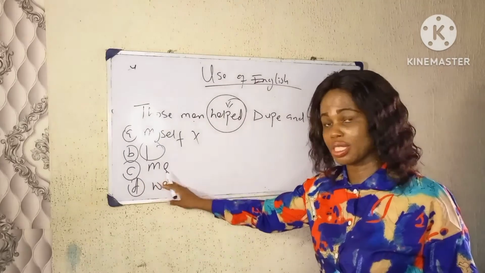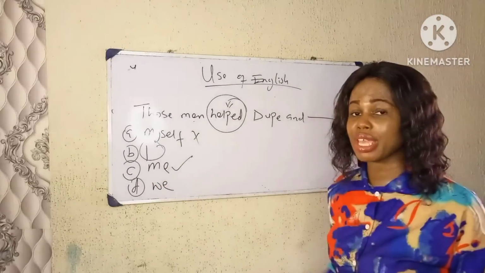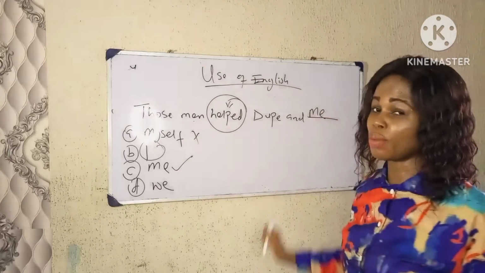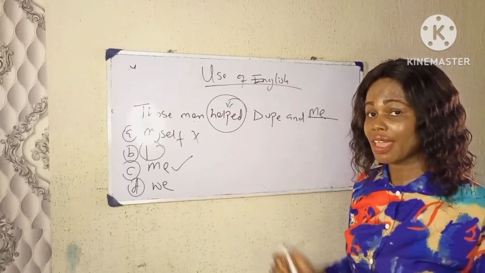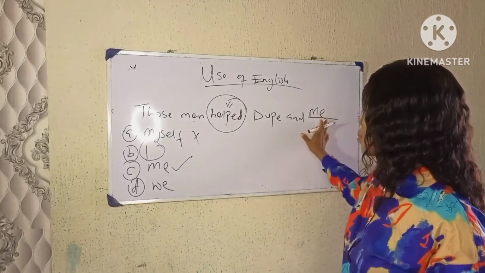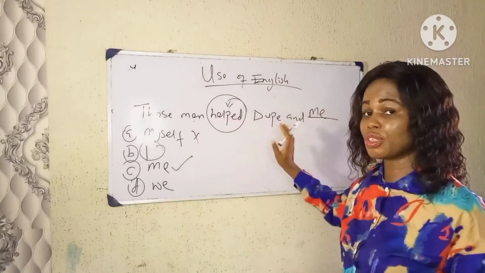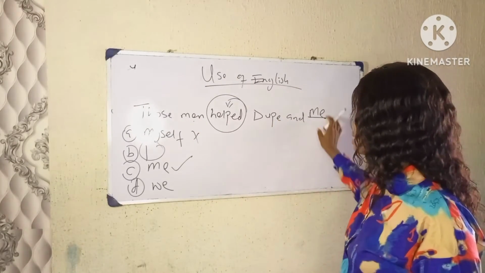Now option C, we have me. Now me is the correct answer. Me is an object pronoun. Those men helped Dupe and me.